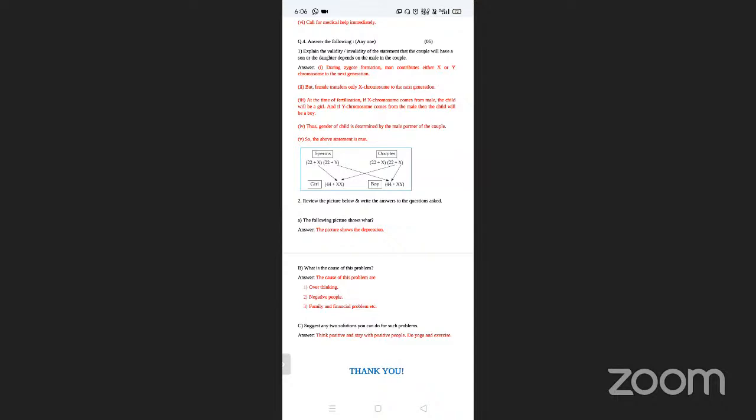Okay, you can understand it more easily with this diagram. Sperms and oocytes. Sperms are 22 plus X and 22 plus Y. And oocytes are 22 plus X and 22 plus X, because females have both chromosomes the same, XX, whereas in males it is different, that is X and Y. So if the sperm contributes X and the oocyte gives X, it becomes 44 plus XX, meaning the baby will be a girl. If 22 plus Y combines with 22 plus X, then it becomes 44 plus XY, meaning that baby will be a boy. Okay, so it is very easy and very important.